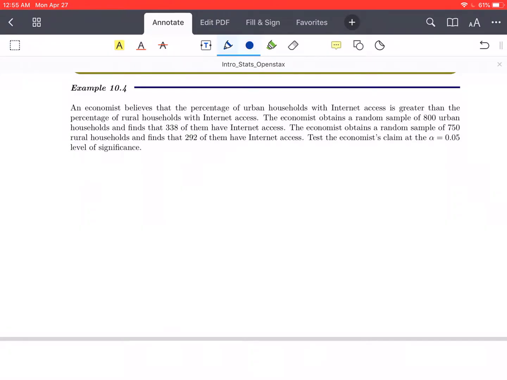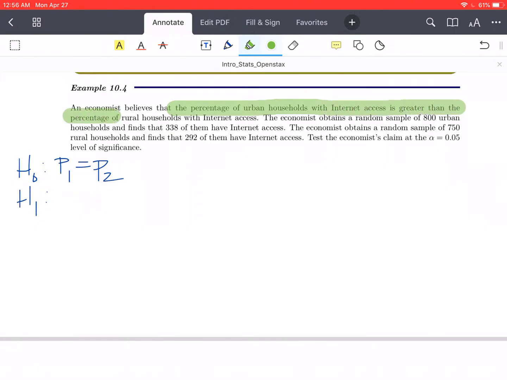So first off, as always, our hypotheses. So H0 and H1. So our null is always that they're equal. So P1 equals P2. And then the alternative, he believes that the percentage of urban households with internet access is greater than the percentage of rural households with internet access. So that the first one is greater than the second.